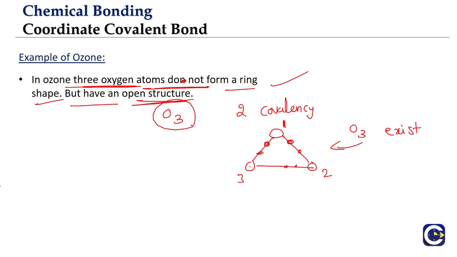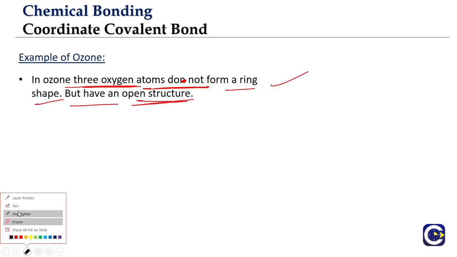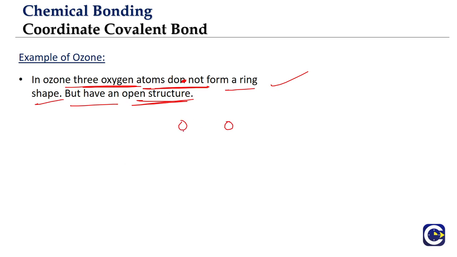Then the only way we can explain the existence of ozone with an open structure is with the help of the coordinate covalent bond or the dative bond. So how can we explain the open structure of ozone using the coordinate covalent bond concept? First, we have 3 oxygens. Open structure means it should be like this only. There is no ring, which means we should have the 3 atoms bonded in that particular order.